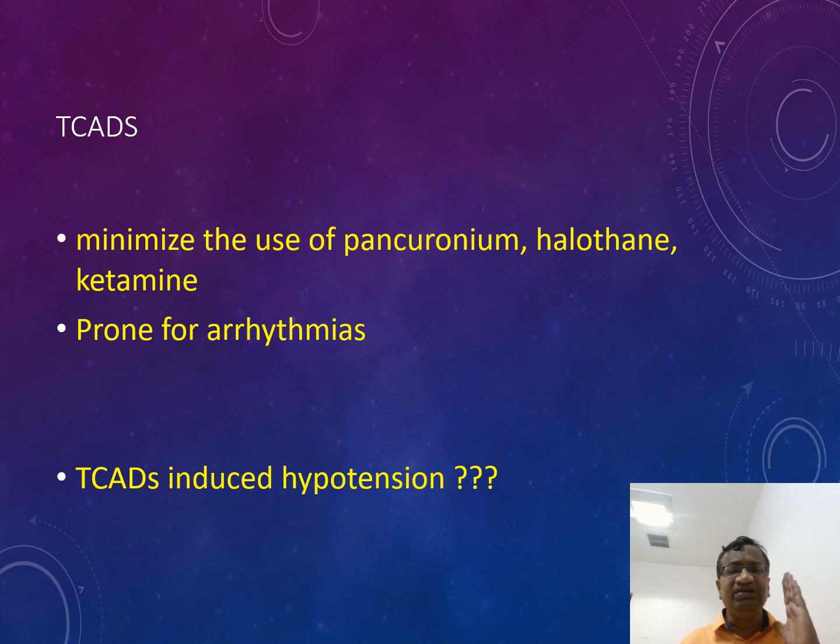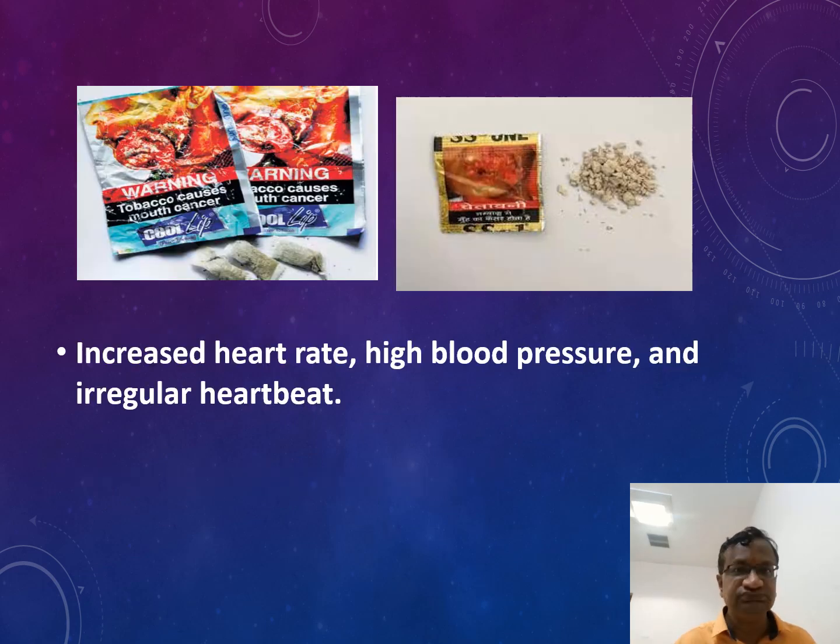Tricyclic antidepressants: minimize the use of pancuronium, halothane, ketamine, as they are prone to arrhythmias. TCAs can also produce hypotension. Beware, I had one case where after the spinal there was persistent hypotension in a routine case. So I started giving ephedrine. I didn't know where it was going. Then I asked the patient's attenders and they gave a list of TCAs the patient was taking. So beware. They may think this is not necessary to tell for anesthesia purposes.